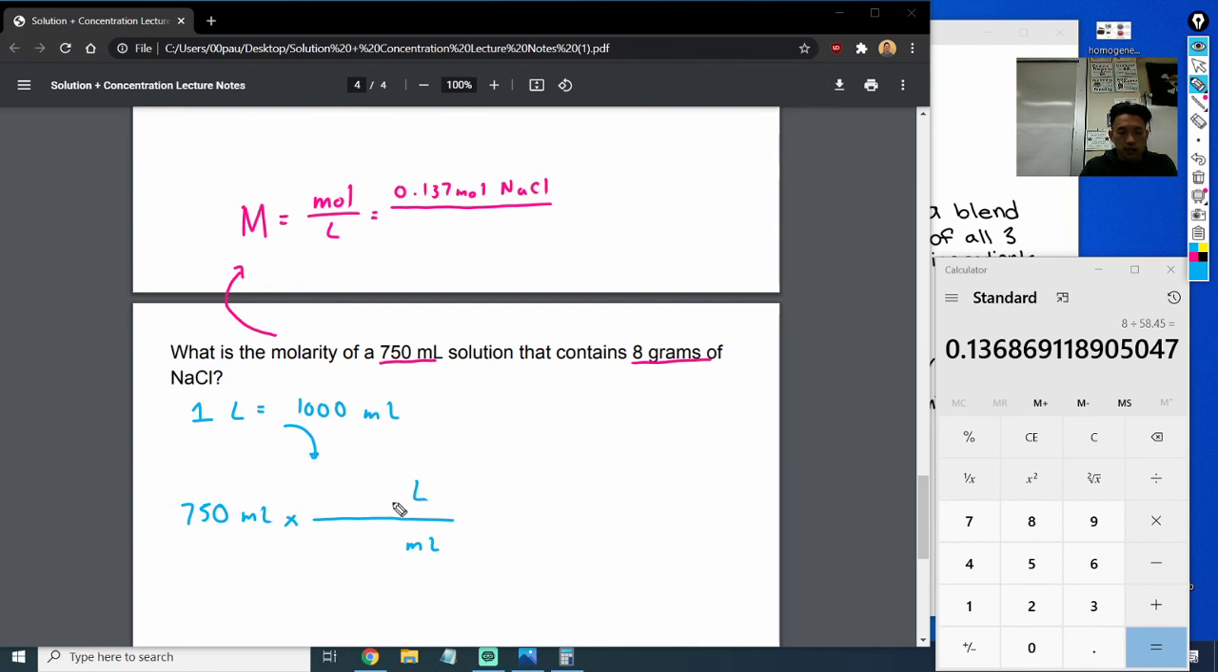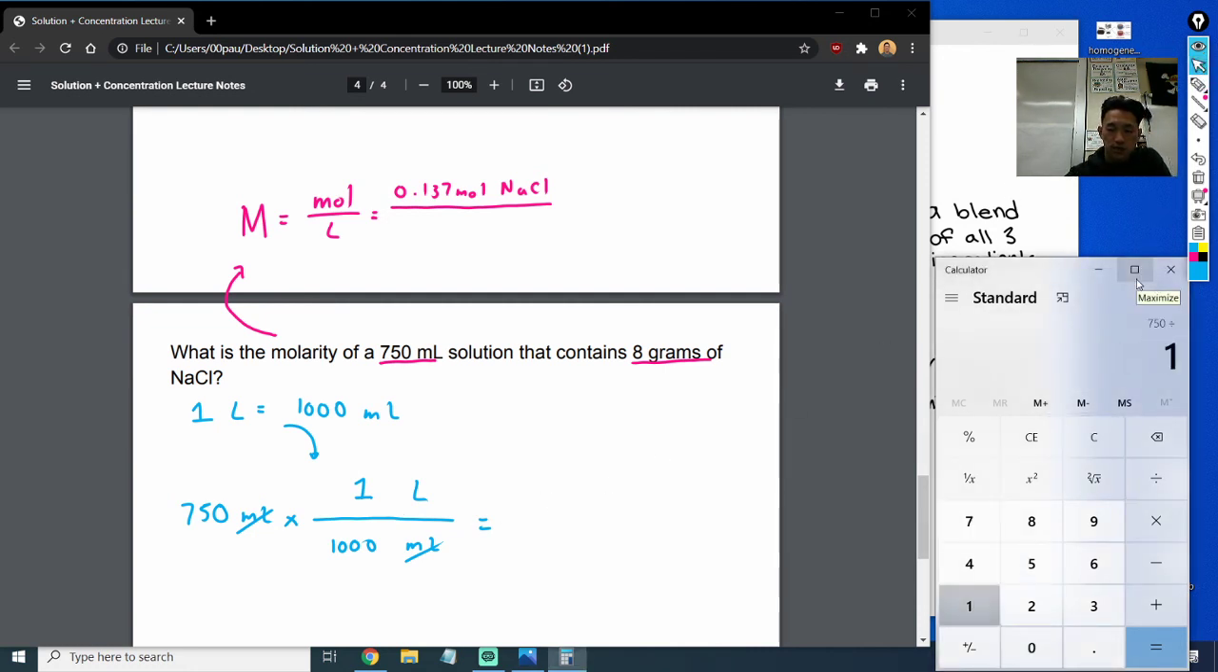What number is next to liters? Number 1. So we're going to put in 1 right here. What number is next to milliliters? 1,000. So we'll put 1,000 on the bottom. Milliliters cancels out, and then you'll get liters. So we just need to chug this into our calculator. 750 divided by 1,000, and that'll give you 0.75. So 750 milliliters is the same thing as 0.75 liters. We're going to put that on the bottom of our fraction, 0.75 liters, and there you go. We can solve this out now.